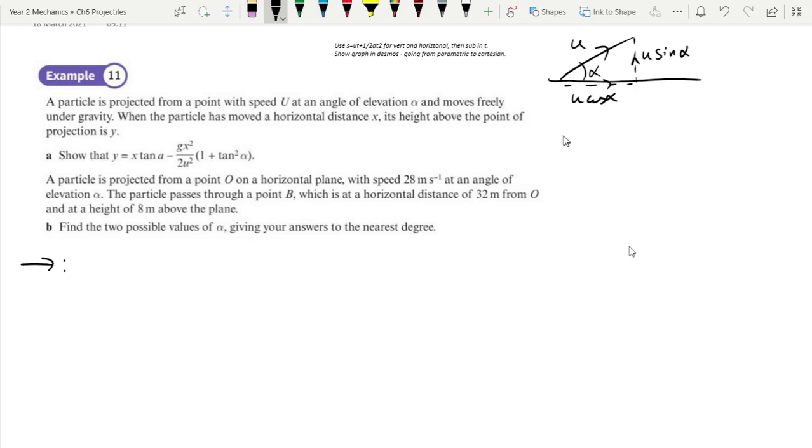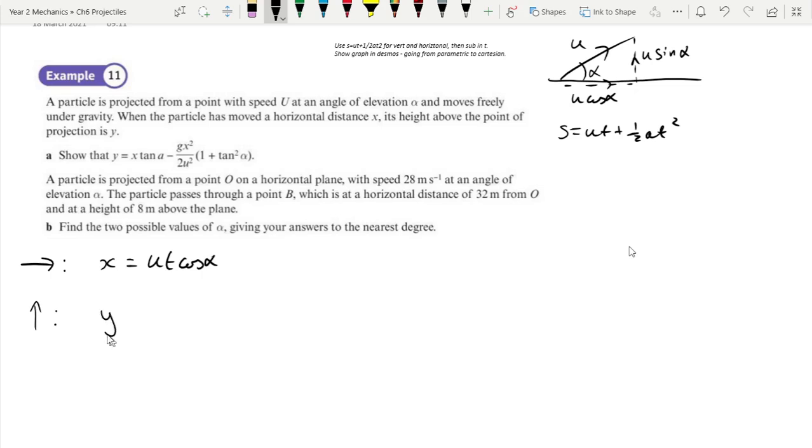We're just going to do displacement, so we're going to use s equals ut plus half at squared. So horizontally, the horizontal distance is called x. So ut would be u cos alpha times t, so it's going to be ut cos alpha. And the acceleration horizontally is 0, so it's just s equals ut.